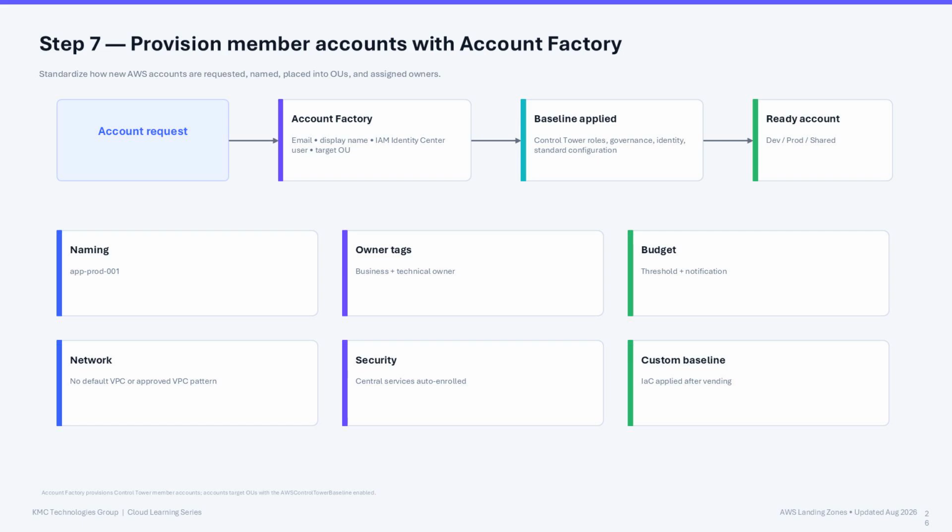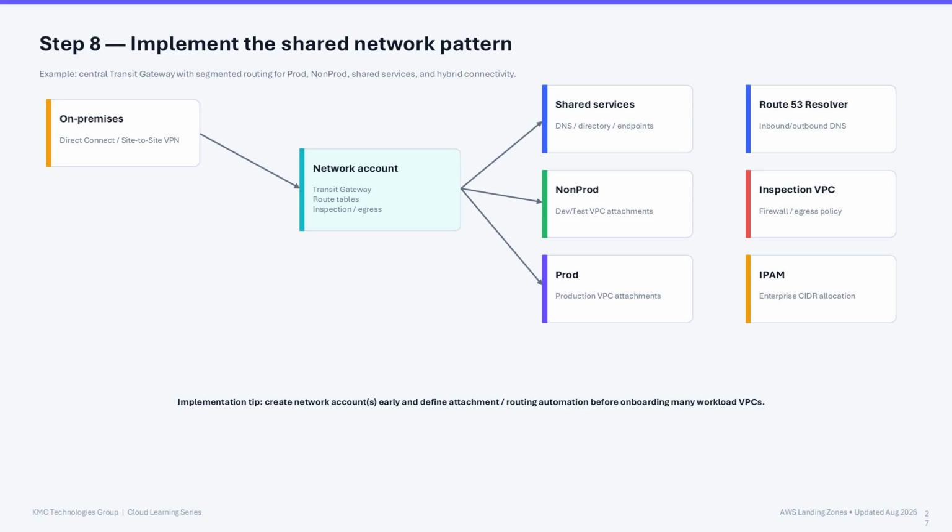Mature environments add naming standards, mandatory tags, budgets, network patterns, and post-provisioning automation. This is also where AFT becomes valuable when you want the request and customization process driven through Terraform and version control. Now implement the shared network.